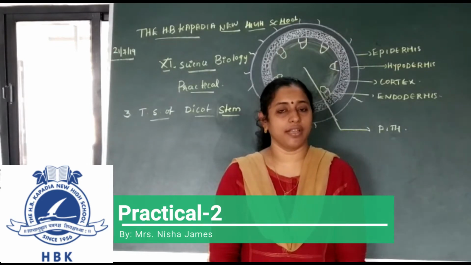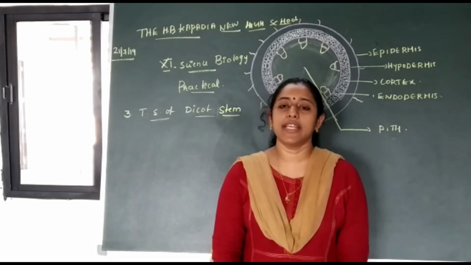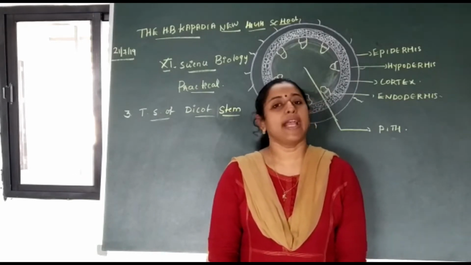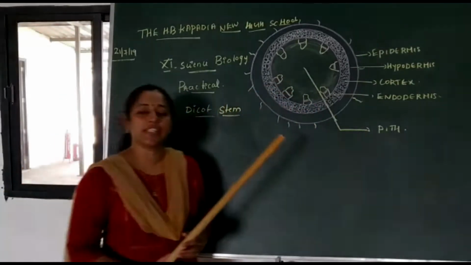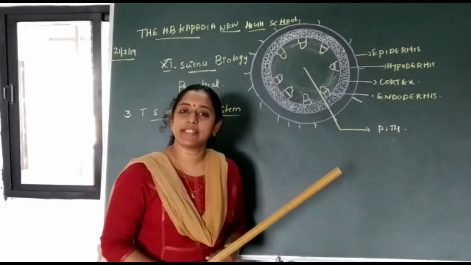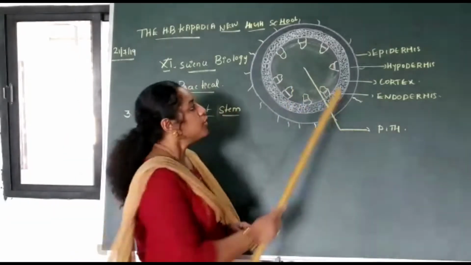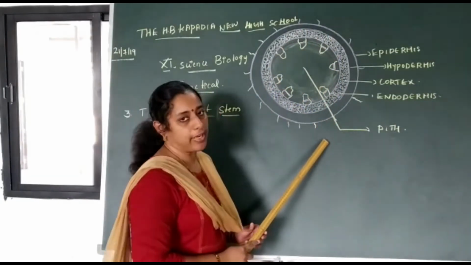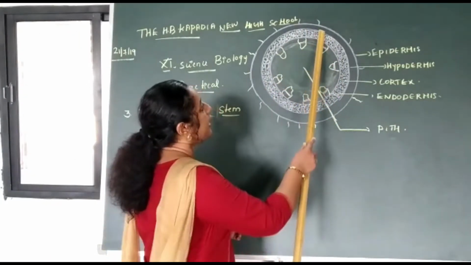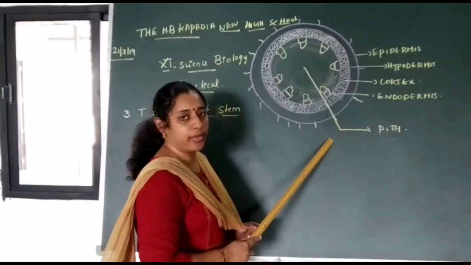Today we are starting the third 11th standard biology practical, that is TS of dicot stem. As I already told you, TS means transverse section, which is always circular in outline. So I am going to tell you what the parts of the TS of dicot stem are.